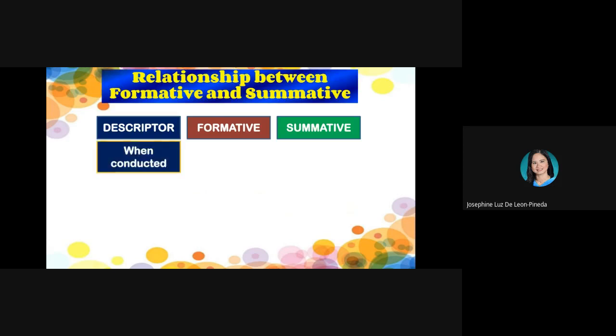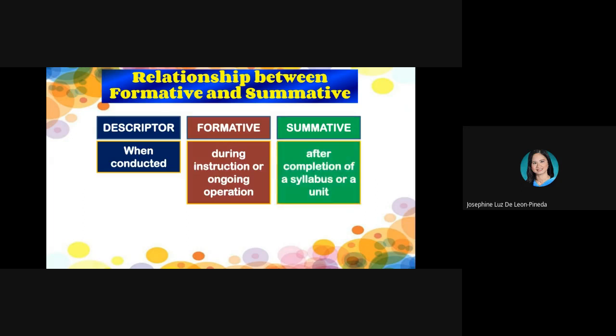Then, another is, when are these two conducted? Formative is done during instruction or ongoing operation, while summative assessment is done after the completion of a syllabus or a unit. However, yung summative assessment, minsan, since part pa rin siya ng buong semester, let's say for example, yung chapter, minsan you can consider it as a formative kung magiging basis mo siya to improve your next topic.